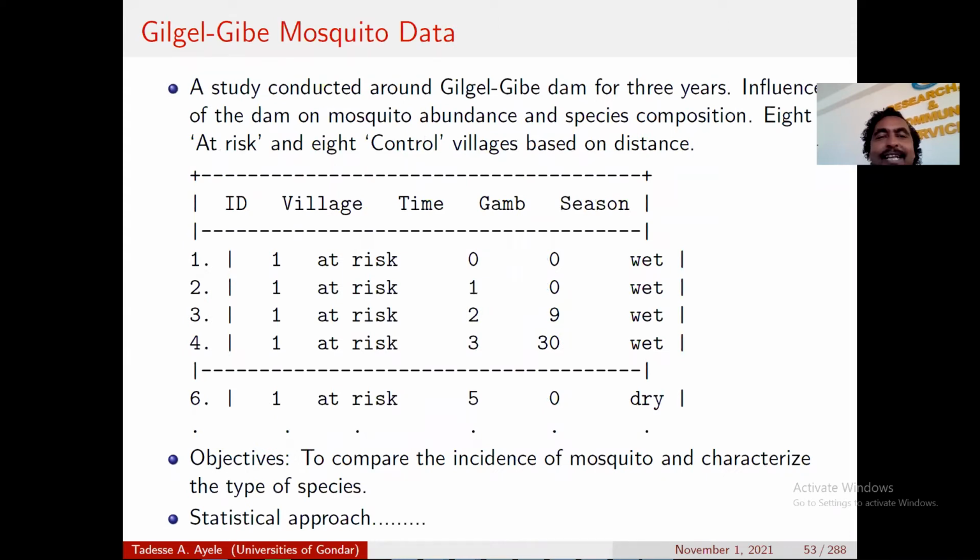Now, I think the last one is the Gilgel Gibe mosquito data. This is real data. A study was conducted around the Gilgel Gibe Dam for 3 years on the influence of the dam on mosquito abundance and species composition. So 8 at-risk and 8 control villages were identified based on distance.